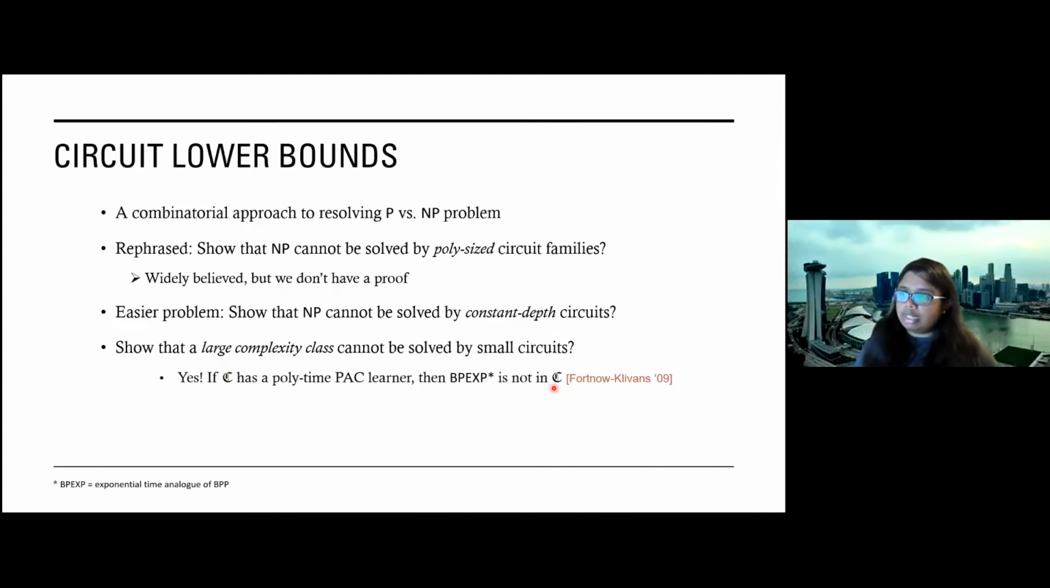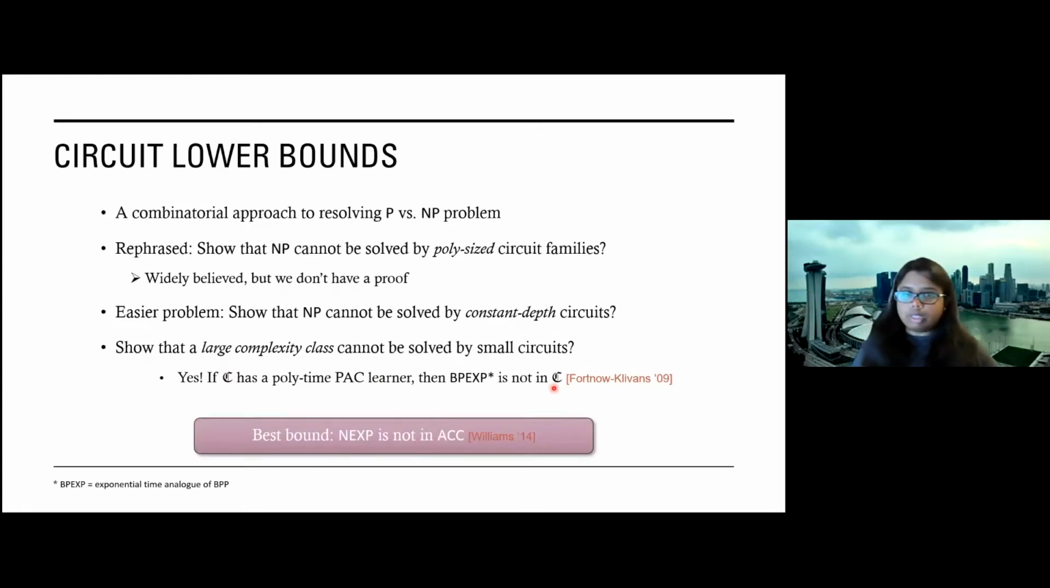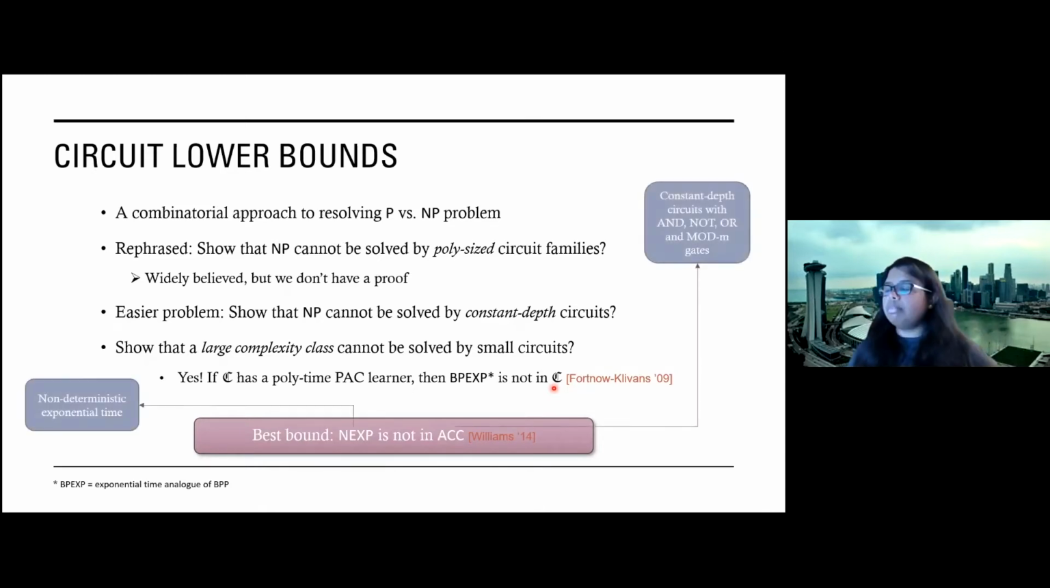In a slightly different way, some of the best concrete bounds that we can actually show right now is by Ryan Williams in 2014, when he showed that NEXP is not contained in ACC. What are these acronyms? NEXP is the non-deterministic exponential time complexity class.